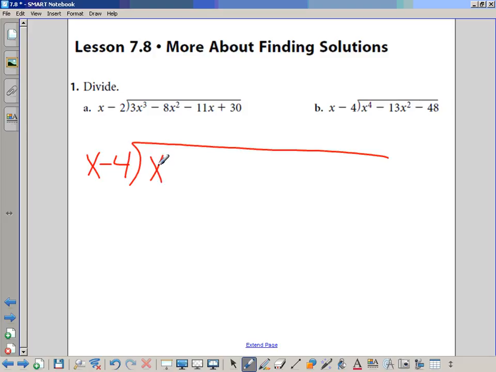I see an x to the 4th, but I don't see an x cubed. So do 0x cubed. I see an x squared, but I don't see an x. And then I see a minus 48 on the end. Whether you're doing long division or synthetic division, hold places with zeros for terms that aren't there.